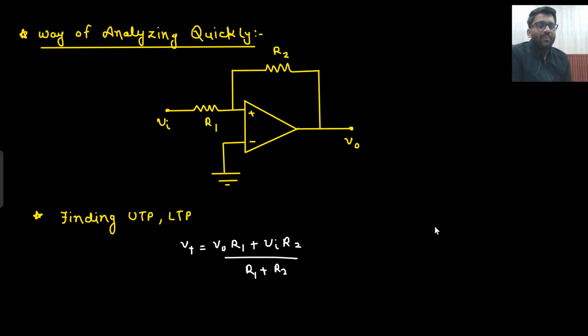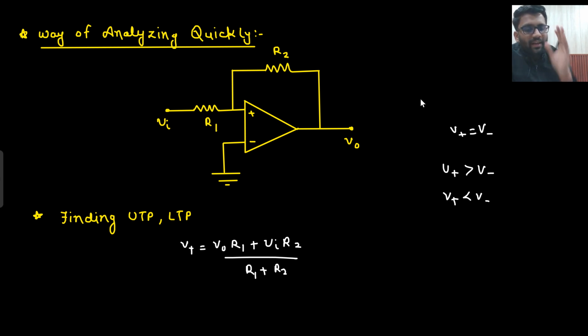Now just let me know one point. At the transition, V positive is greater than V negative or V positive is less than V negative, no? That means when both of them become equal, V positive equals V negative, at that point the transition takes place. Do you agree to this point or not? Here I am not applying the virtual short. I am just telling you a method. First you will find V positive, then you will equate V positive to V negative.